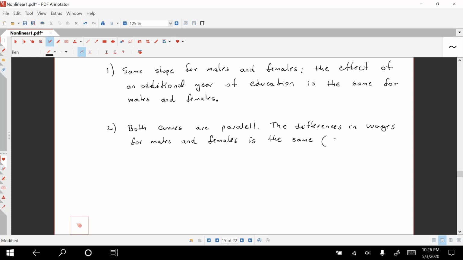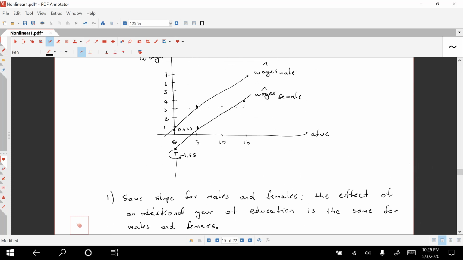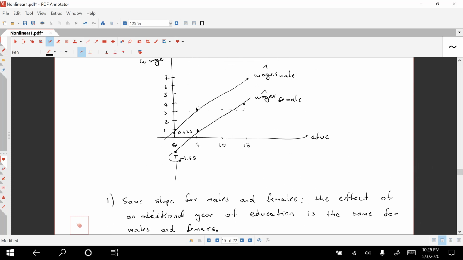Okay? And again, what does ceteris paribus mean? That's actually a good example because it allows us to see visually what it means. Remember, ceteris paribus means holding everything else equal. Here, the difference between wages for males and females is the same if the male and the female we're comparing have 15 years of education, or 5, or 0 years of education. That's what ceteris paribus means, controlling for the other factor.